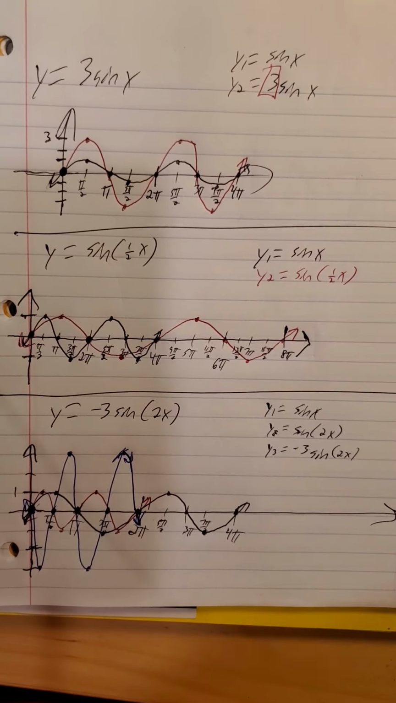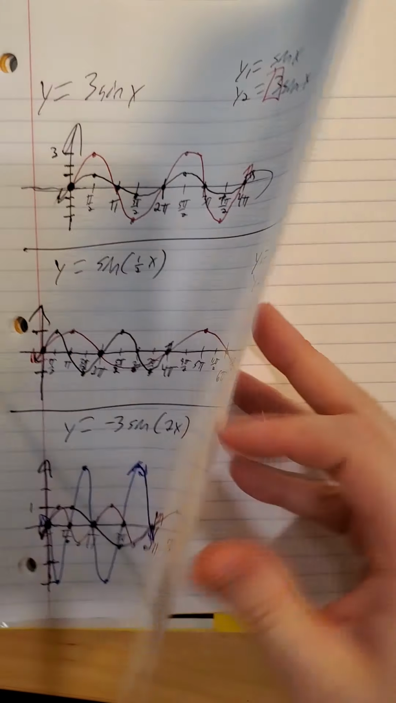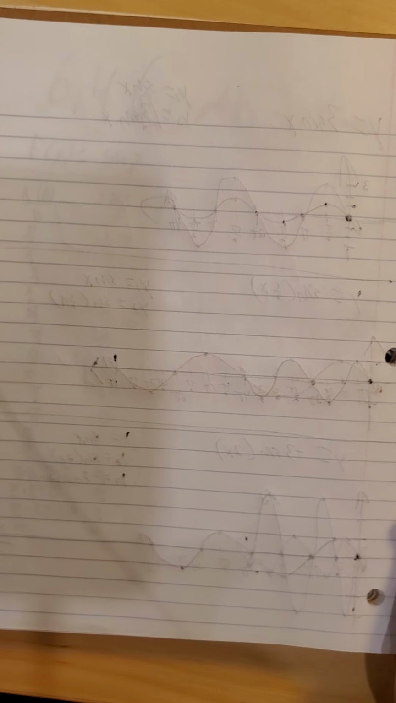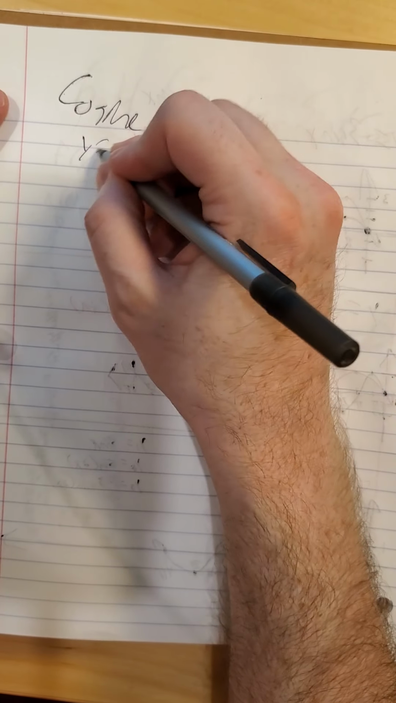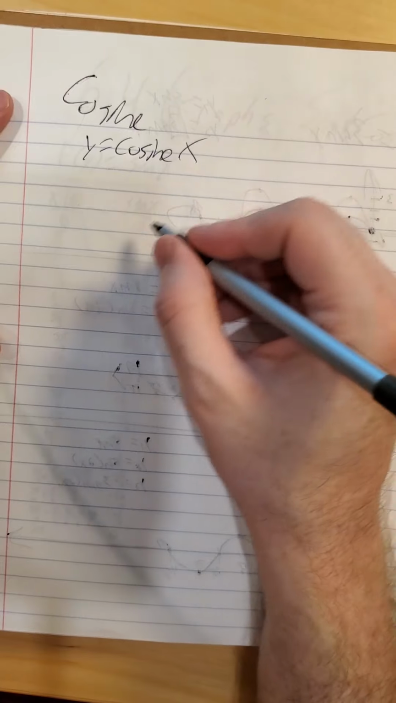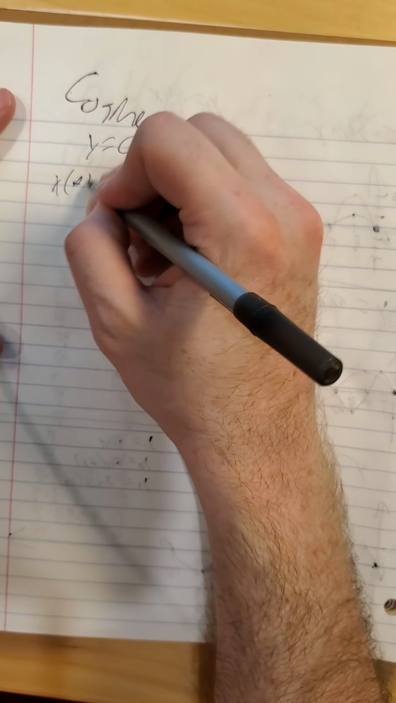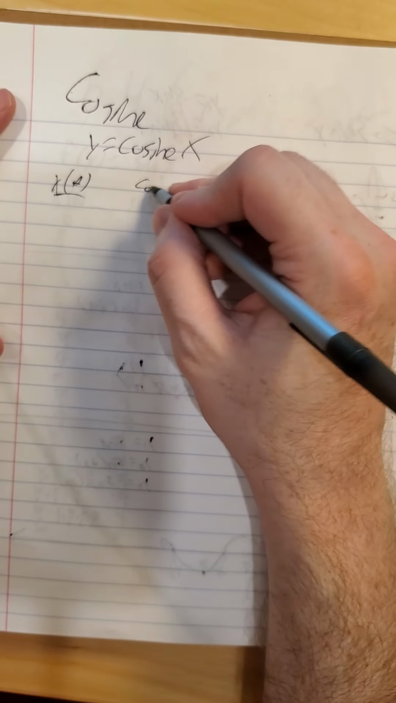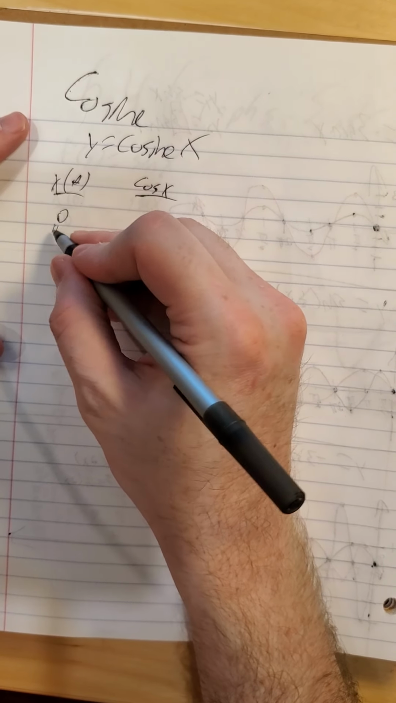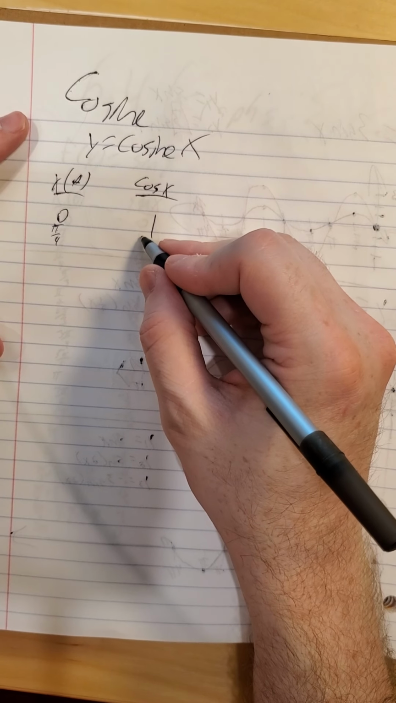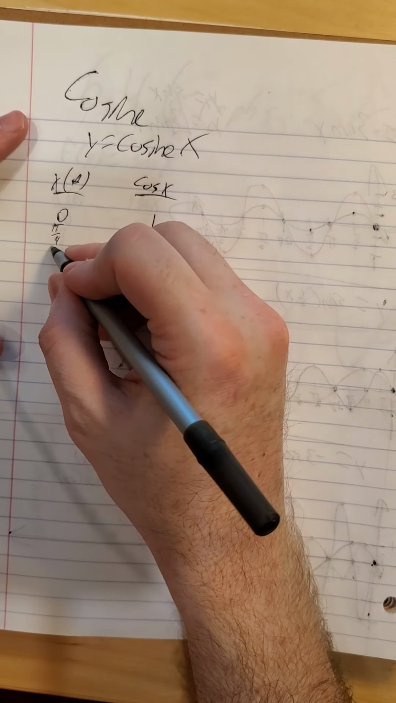Alright, so next we get to play with the cosine function. Same ideas as the sine function, so we'll run through it a little bit faster. All the same ideas. So y equals cosine of x. So x, remember, is our theta, and cosine x. So cosine of 0 is 1. Cosine of pi over 4 is √3 over 2.